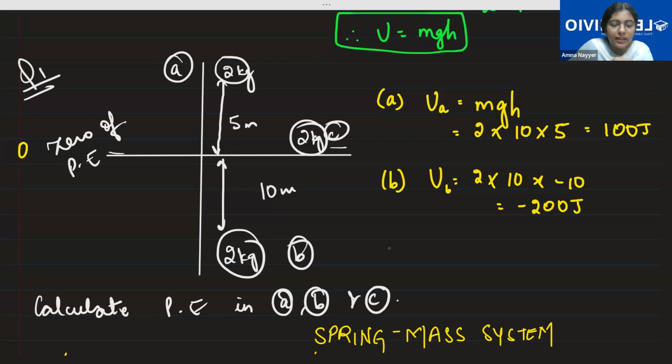And look at point C. This is exactly on the reference line. This mass is on the reference line. So here straight away it will be 0 because your height is 0. So potential energy is 0 here. This is a small question from your gravitation chapter that I have taken.